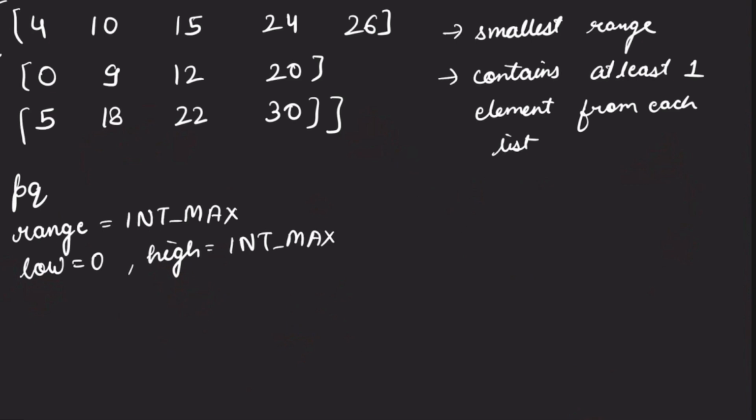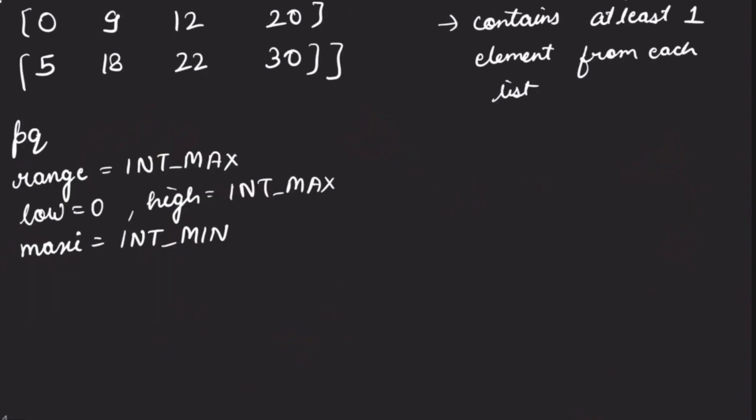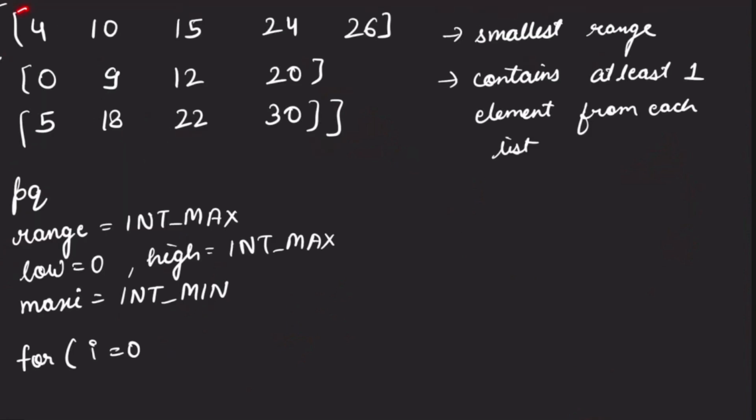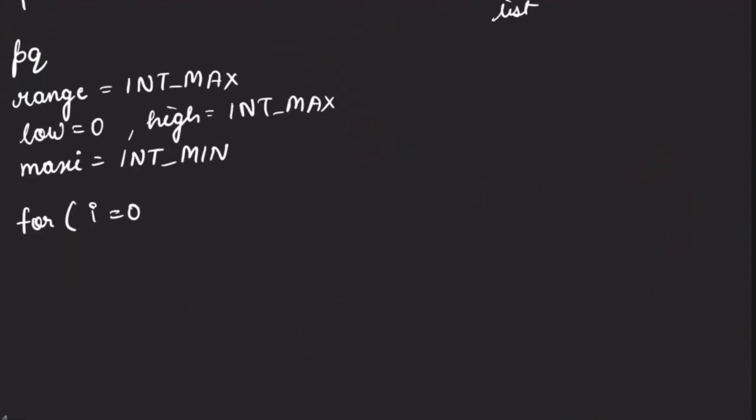And I said that whenever you will be pushing any element in your min heap, you will have to keep the track of maximum element. So we will create a variable maxi whose initial value will be int min, right? And we will update this element. Now what you will do is that you will iterate in your nums array. All the arrays are present in one array. So this is your nums. So we will iterate in nums.